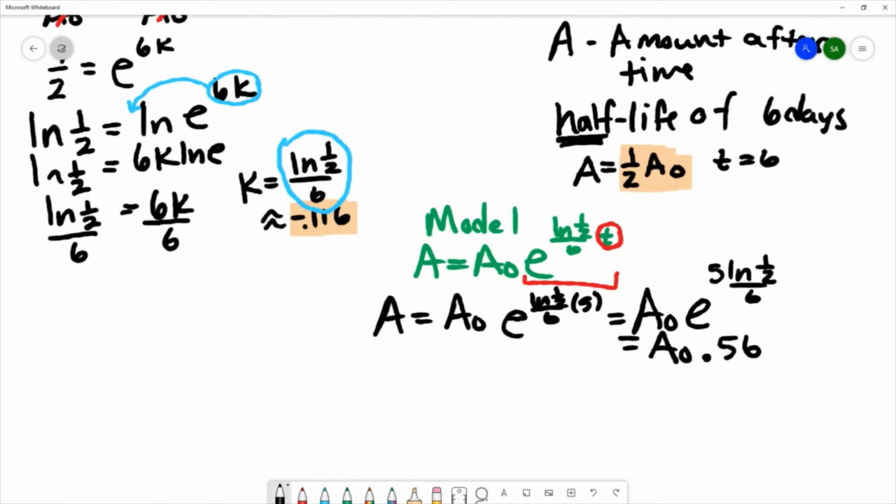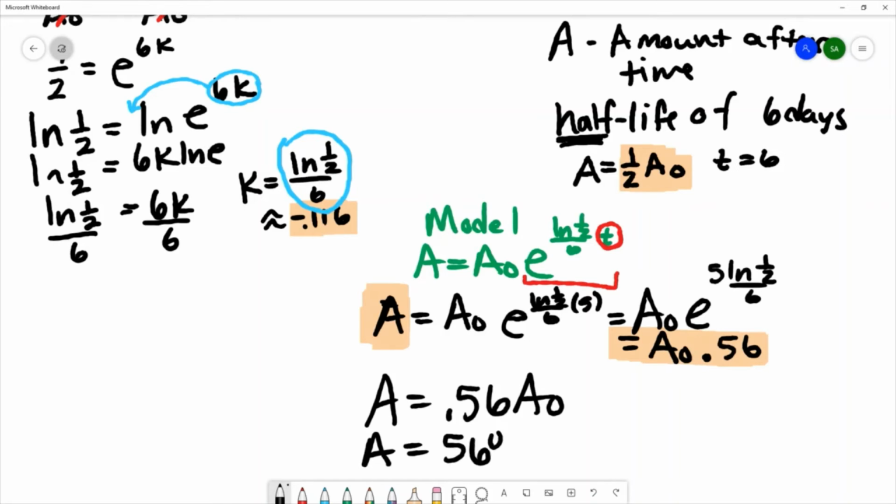And I know I've got a long chain here, but on the left, I've got this A, and on the right, I have 0.56 times A naught. A equals 0.56 A naught. That's A equals 56% of A naught.